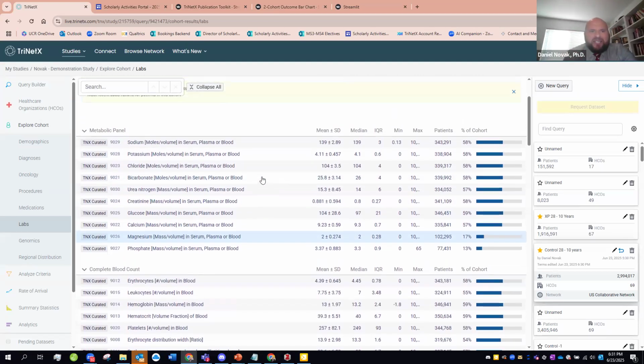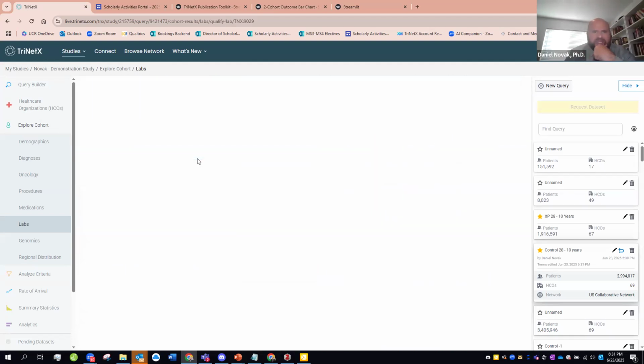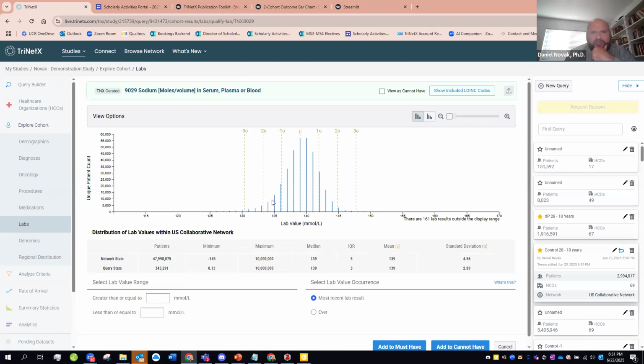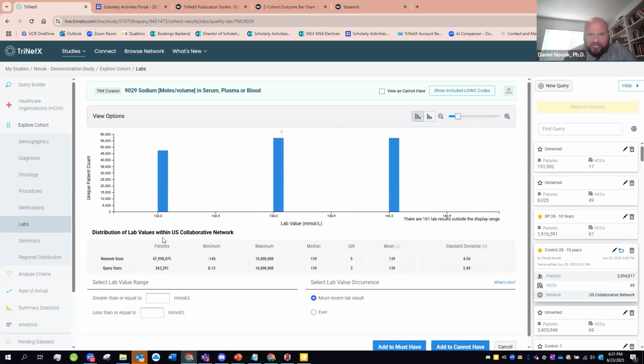So to help us out a little bit, for basic stuff that's very common, TriNetX has curated together multiple codes from the LOINC system to allow you to look at, for example, the sodium values in people across multiple kinds of tests. And you can see there's about 48 million people who have had this test at one point. It's a very common one, right? Obviously in their health record. And you can generally see the distribution of those across the relative values in here.